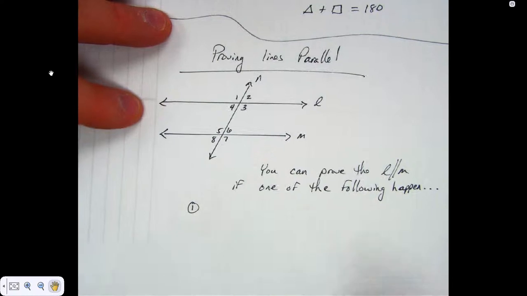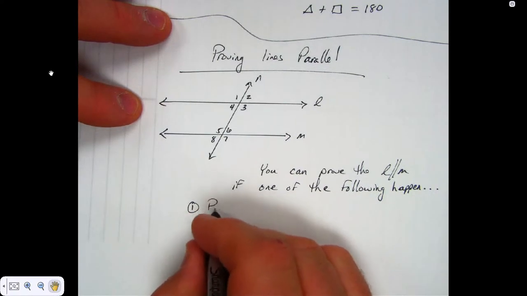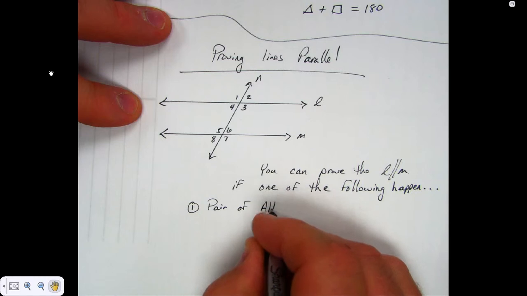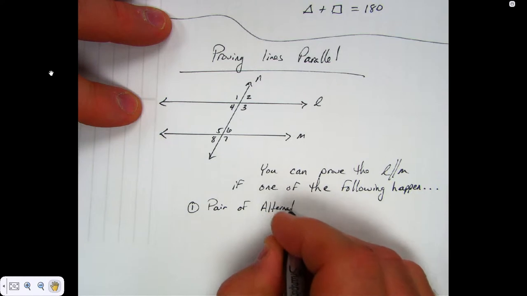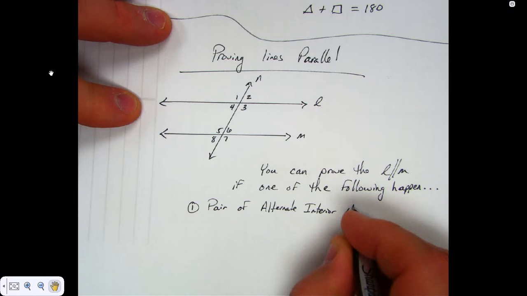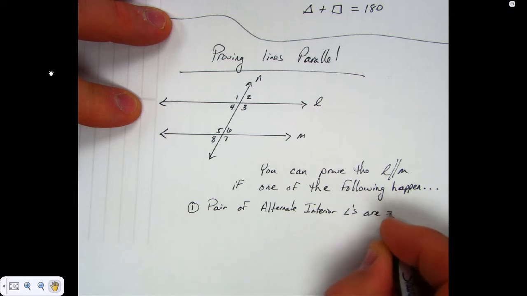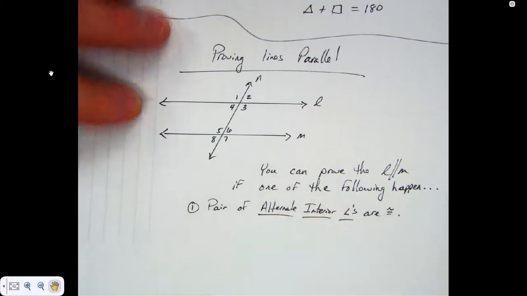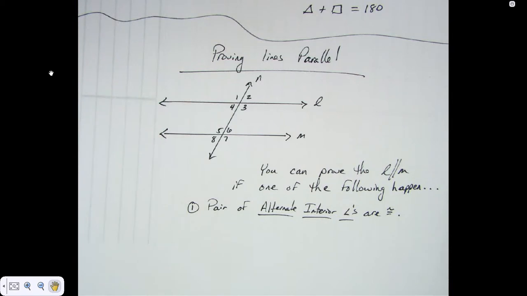One pair of alternate interior angles are congruent. So if you can find one pair of alternate interior angles to be congruent, guess what you can say? The two lines are parallel.